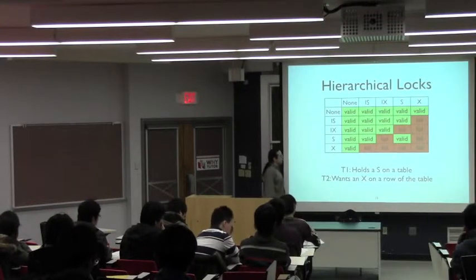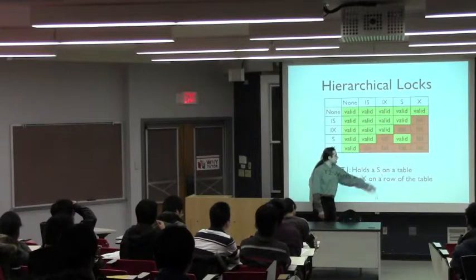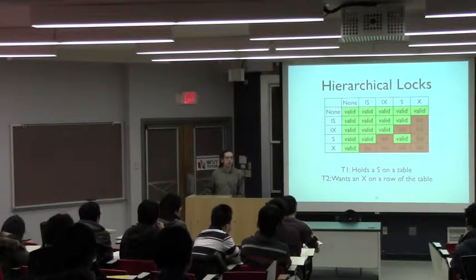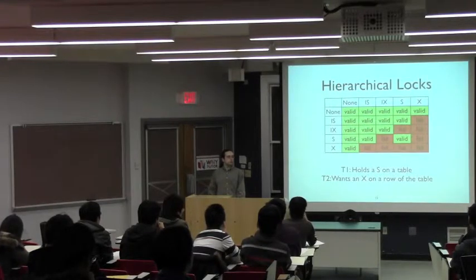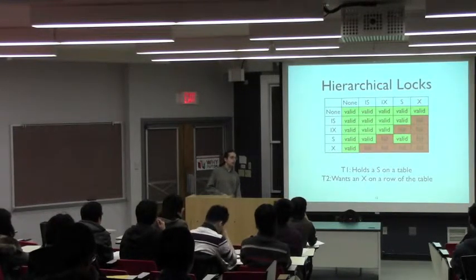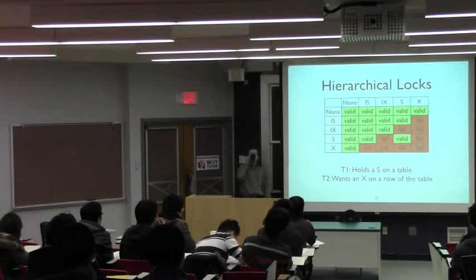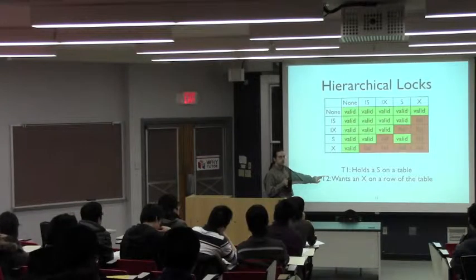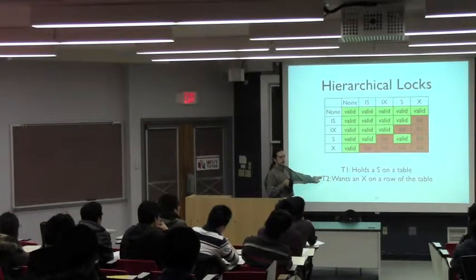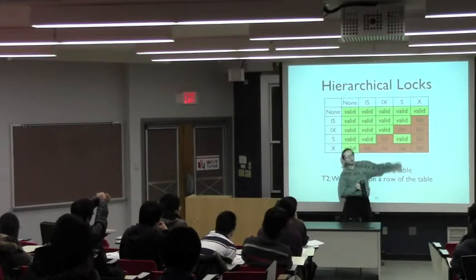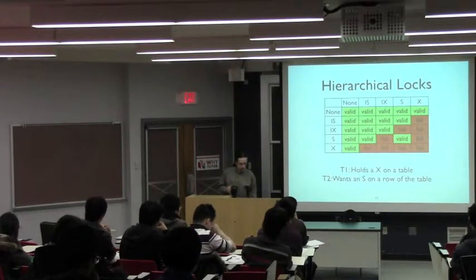So transaction one holds a shared lock on a table, and transaction two wants to grab an exclusive lock on an individual row of the table. What's going to happen? Well, it'll fail, but how will it fail? So what does T2 need? T2 needs an intent to exclusive on the table, and intent to exclusive does not combine with shared lock. So that will fail.